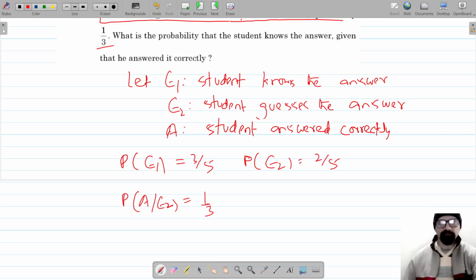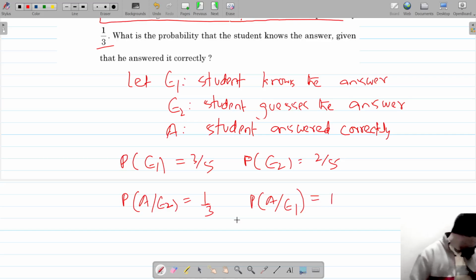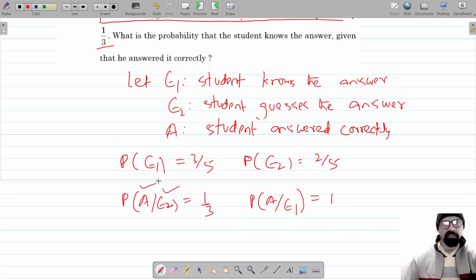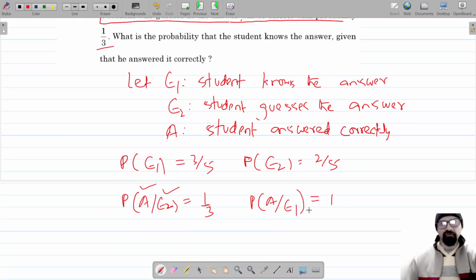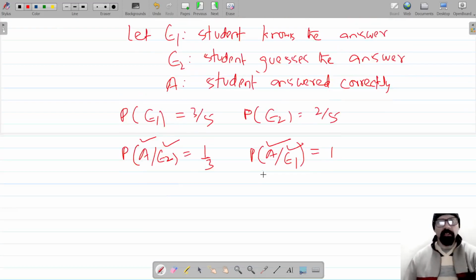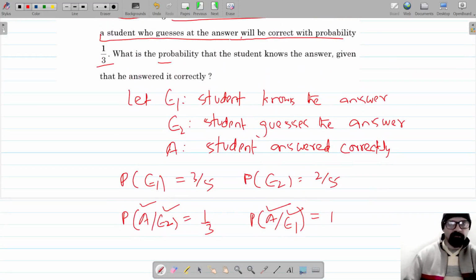अब okay तो, स्टूडेंट को आंसर पता था और स्टूडेंट ने आंसर भी करेक्ट दिया, उसकी प्रोबेबिलिटी 1 हुई. तो ये वो प्रोबेबिलिटी है जब स्टूडेंट ने आंसर गेस किया और आंसर करेक्ट है, वो हमें दिया है 1/3. और स्टूडेंट को आंसर पता है और आंसर भी करेक्ट है तो उसकी प्रोबेबिलिटी 1 होगी क्योंकि आंसर तो करेक्ट किया. Now let's see what is asked in the question.